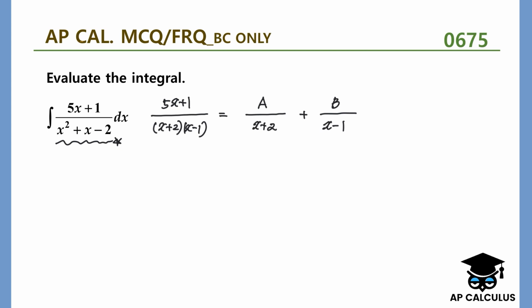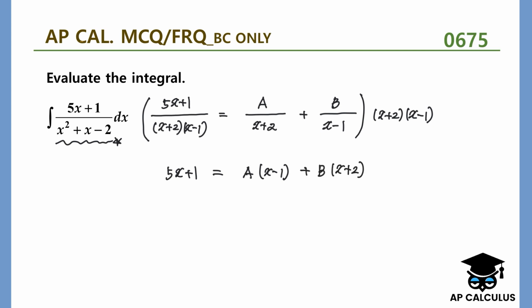Now, what we need to do is to find the values of a and b such that the expression on the left is equal to the expression on the right. So let's multiply all of this by the least common multiple, which is x plus 2, x minus 1, right? So 5x plus 1 is equal to a times x minus 1 plus b times x plus 2, right?